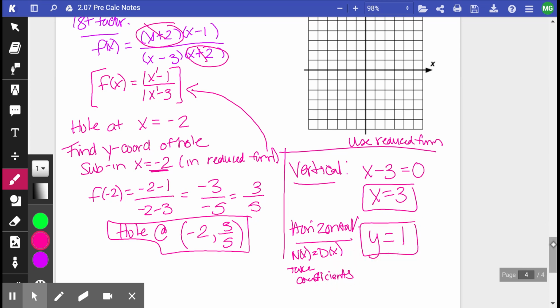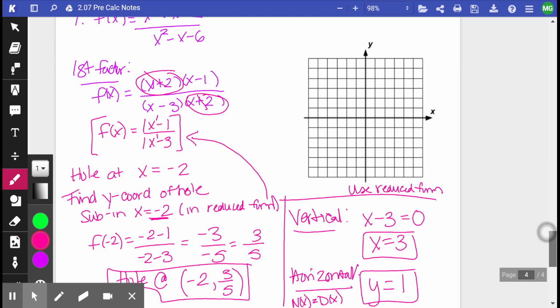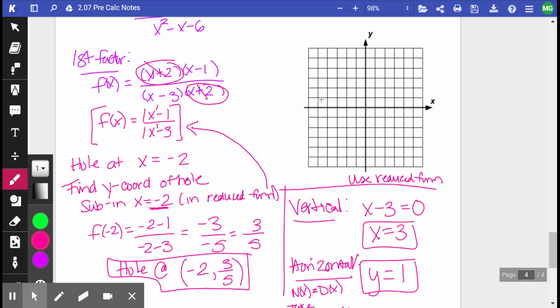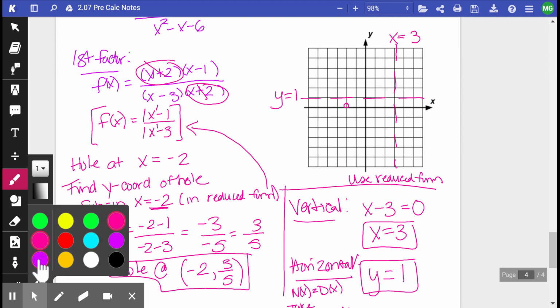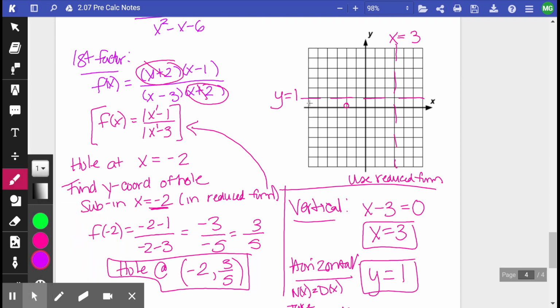So now using our asymptotes and our hole, I want to graph this information. I've got y equals 1 right here. I've got x equals 3, 1, 2, 3, is here. And then I have a hole at -2 3/5, and I'm just estimating where that is. And then you can use your calculator. Your calculator won't show those holes, but you can get an idea of where it's going to hug those asymptotes.